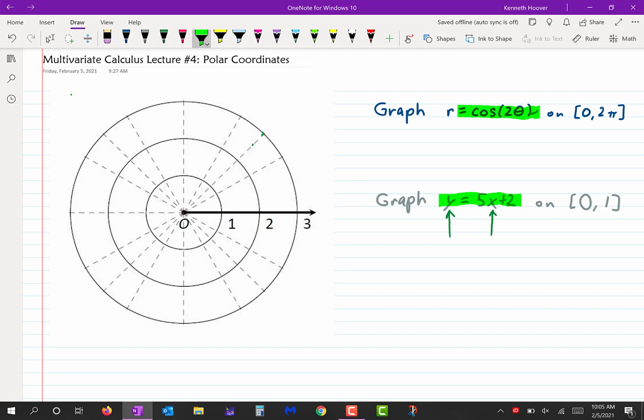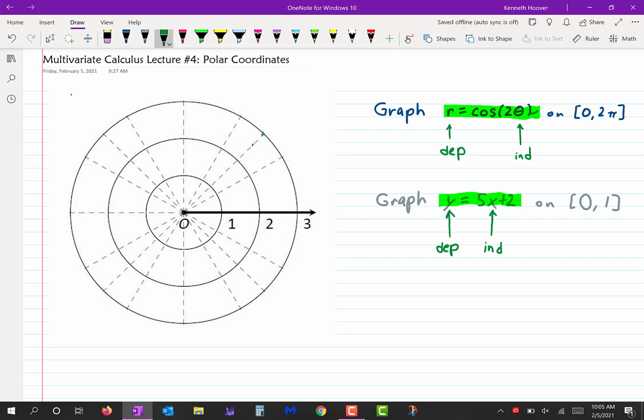Same situation here. Our two coordinates are r and theta. An equation is something that relates the two coordinates. This is relating r to theta. It's saying r is always equal to the cosine of twice theta. Remember that this variable is called the independent variable, and this is called the dependent variable. So in our polar equation, we have theta as the independent variable and r as the dependent variable.